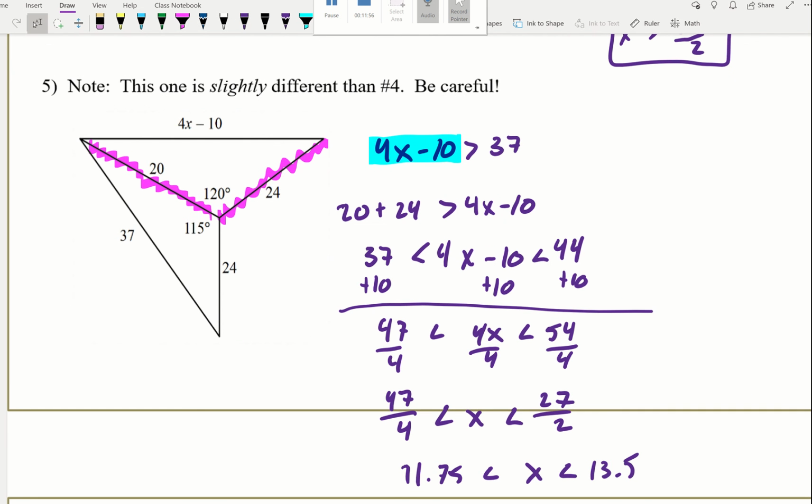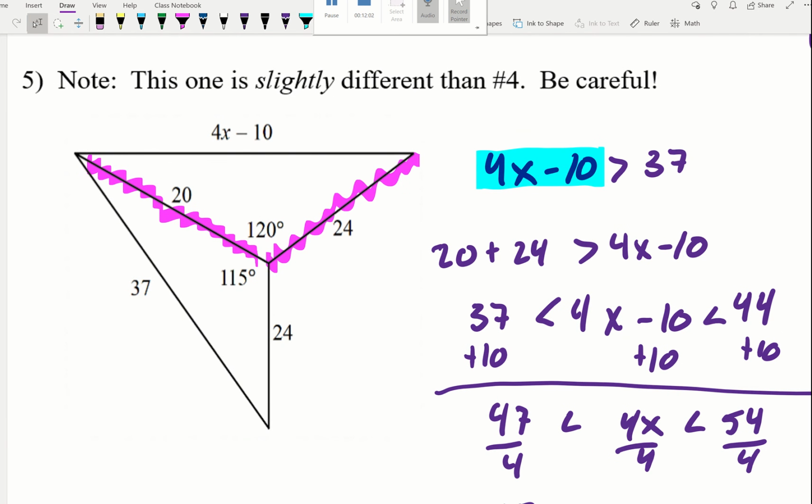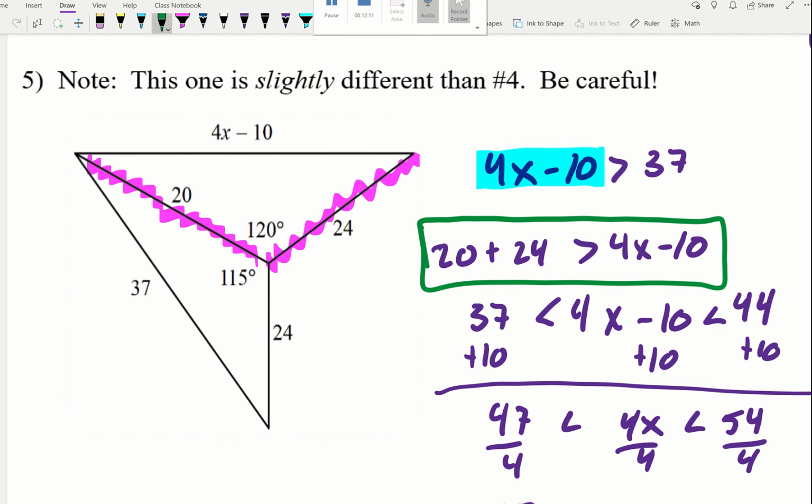Okay, so let's just recap how I set up my two inequalities, okay? My first inequality is using the Hinge theorem. That's what we've been doing throughout this section. Hopefully that makes sense. My second inequality, this one right here, is using what we covered in section 5.5, which is the triangle inequality. That tells me that the sum of the lengths of any two sides of a triangle must be greater than the length of the third side. And that is how I got my second inequality.